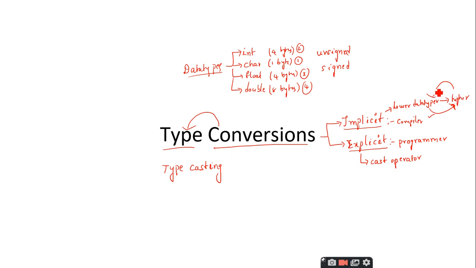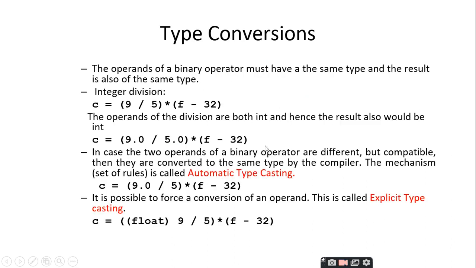But while you convert higher order data types to lower order data types, you should be very careful, because some of the data will be lost when you are converting higher data types into lower data types. This is the overview of the type conversions that are available in the C programming language. Let us go with the discussions.